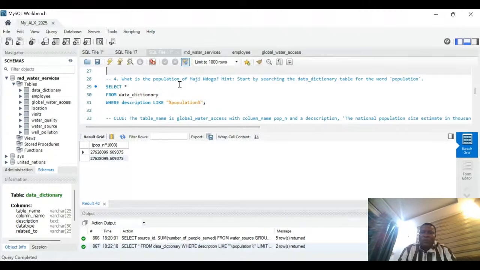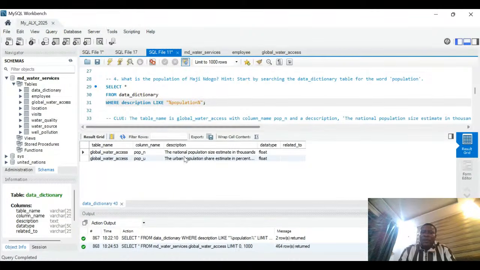They say they want the population for Maji Ndogo. We don't know in which of the tables we may find the word population, or in which of the tables we even find the name Maji Ndogo. So the hint is that we go and search the data dictionary for the word population. So this query does justice to that. When you execute this, it gives you the part of the data dictionary that refers to national population. It tells you the table name, it tells you the column where you can find that, and it gives you a description of what it is.